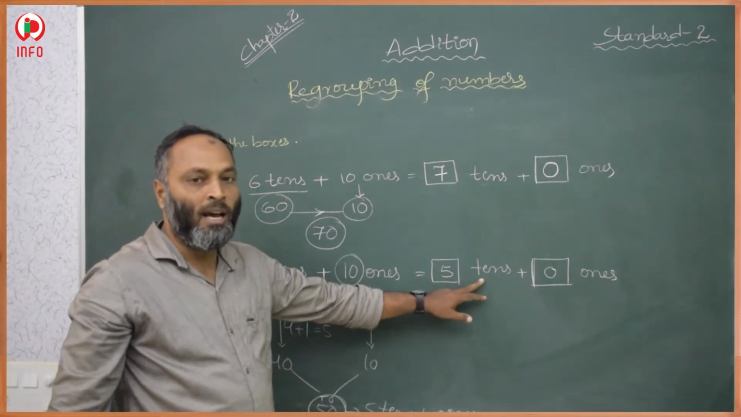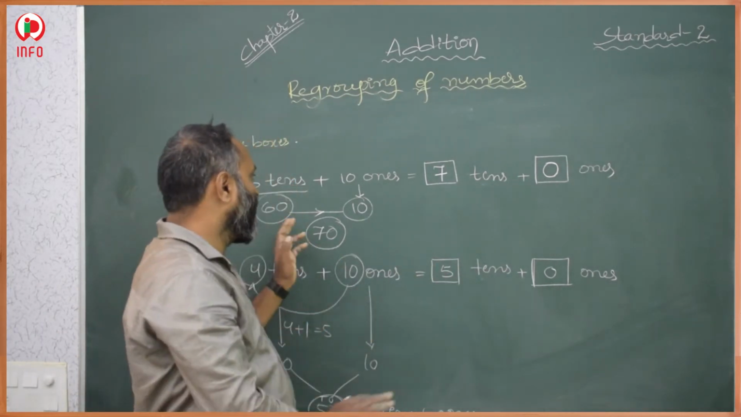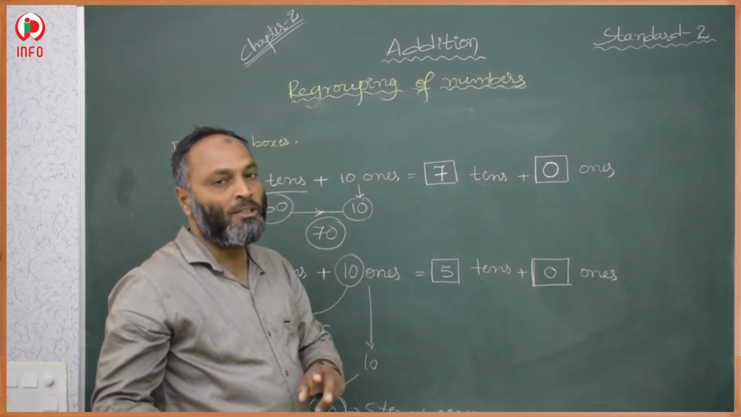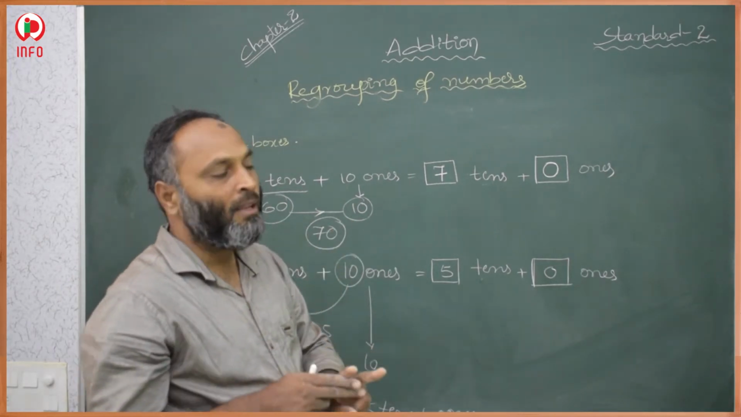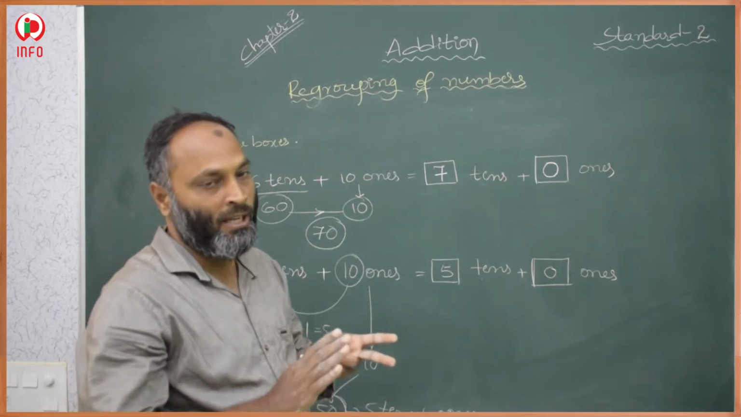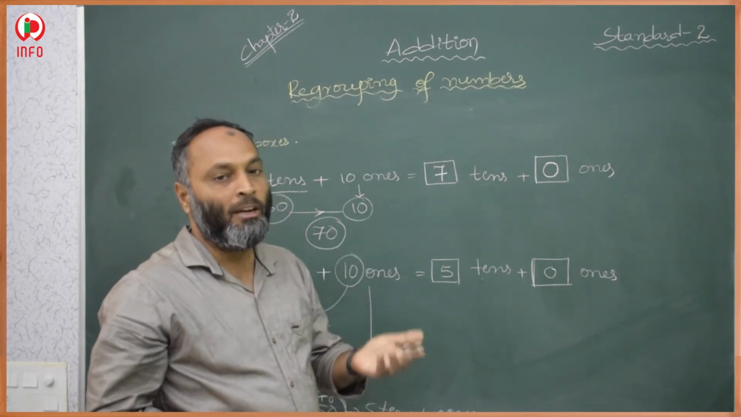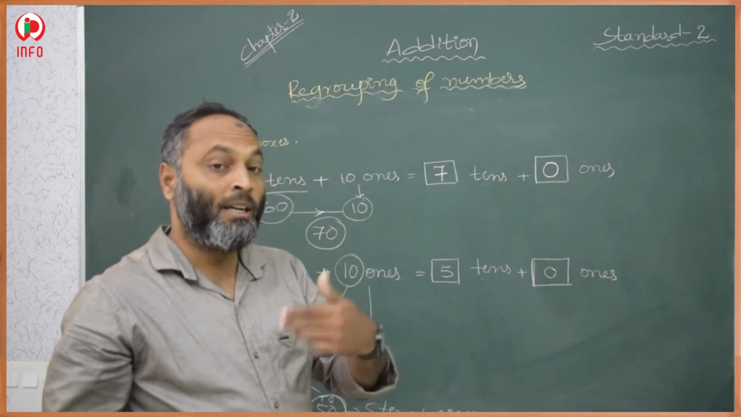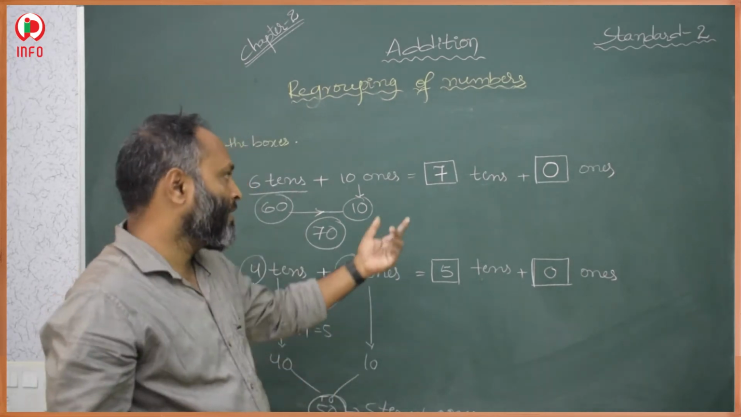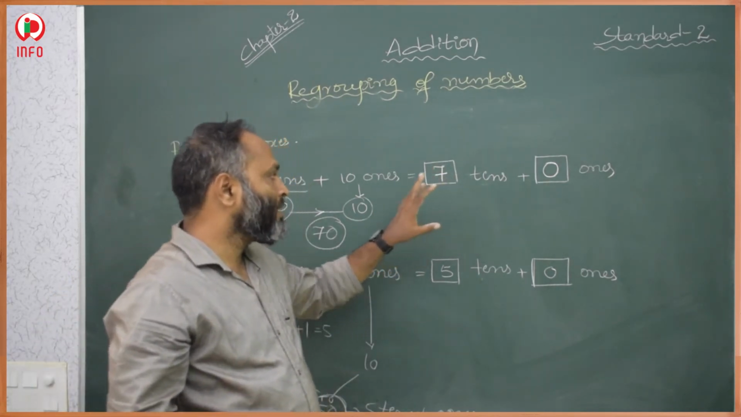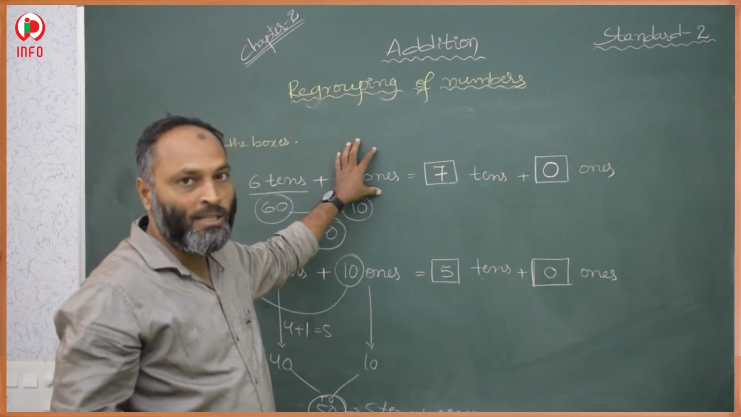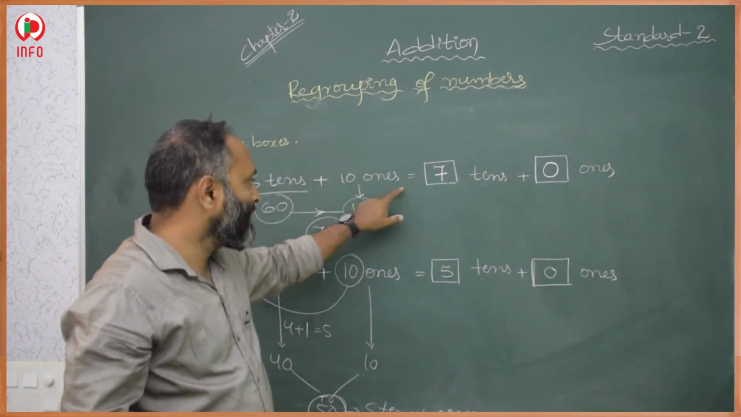Whenever 10 ones or 20 ones is given, then 20 ones means 20, 30 ones means 30, 40 ones means 40. If 32 is given, it means 3 tens and 2 ones. In this way we have to write. Whatever is given, first we check what is in the tens place and what is in the ones place. Here 10 ones is given.